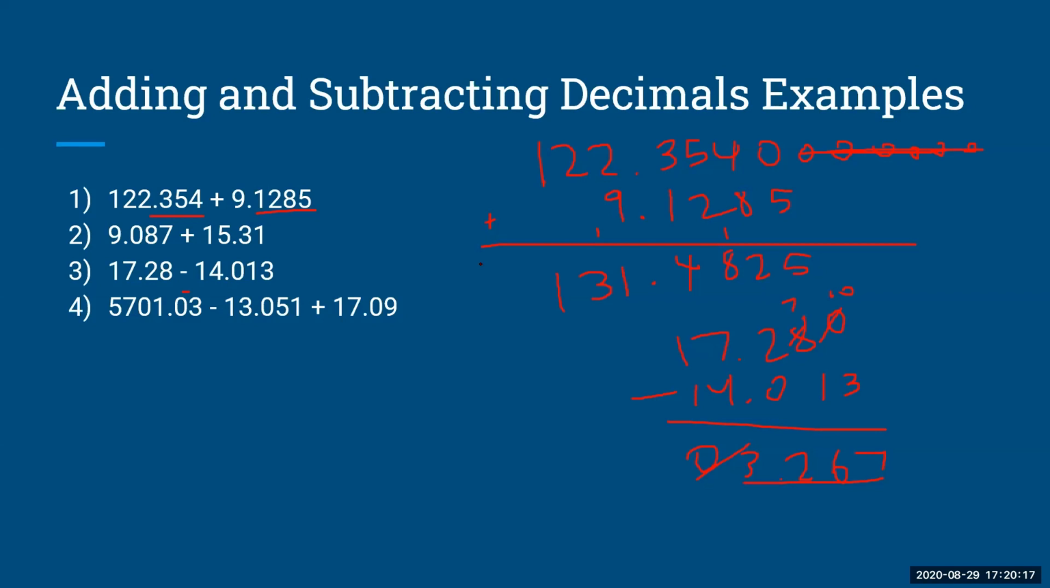Zoe, you're adding number 3. I mean, that's right if you added it, but this is 17.28 minus 14.013. But if you added it, that'd be right. That's the right answer if you added those 2 together, I think. Yeah.